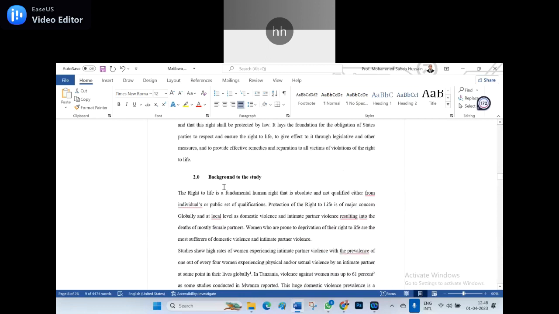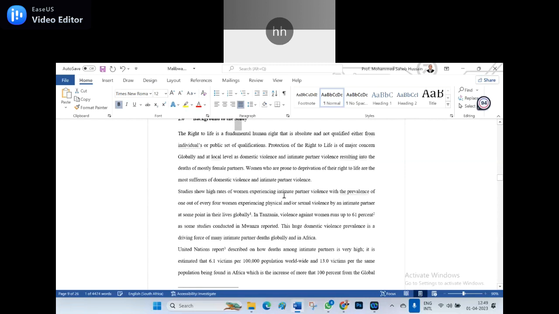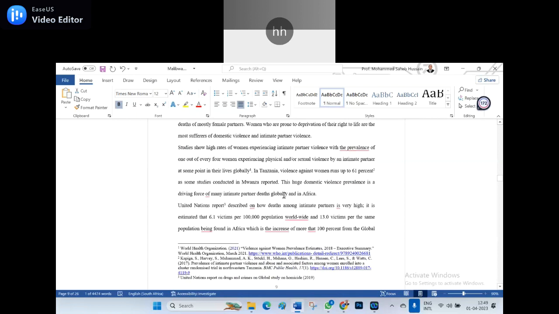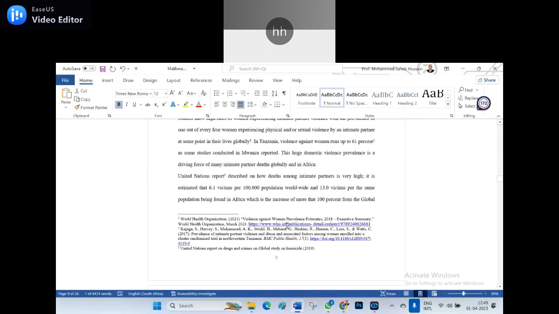Now, background to the study, again the 2 should come extreme left, and S should be the capital letter. And don't leave any space. Let it start from the left-hand side completely. And then right to life, so and so, local prevalence, resulting. Small mistakes are there but overlooked because they will not check the full grammar.